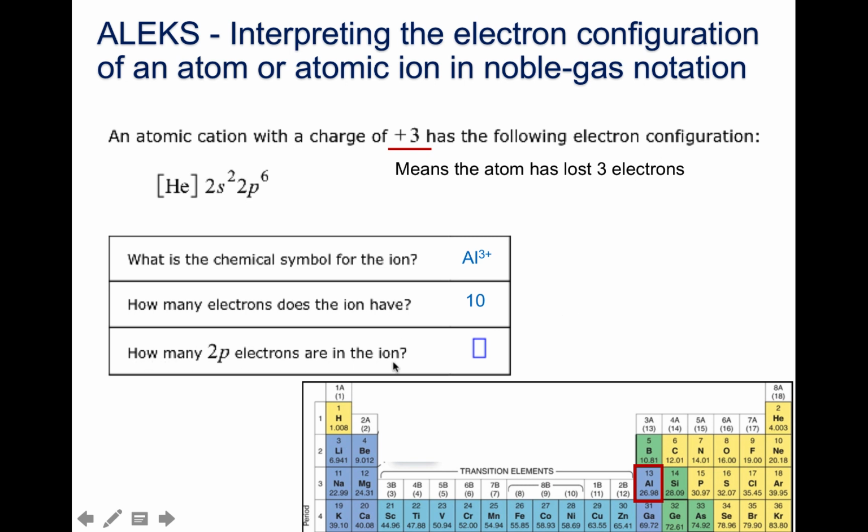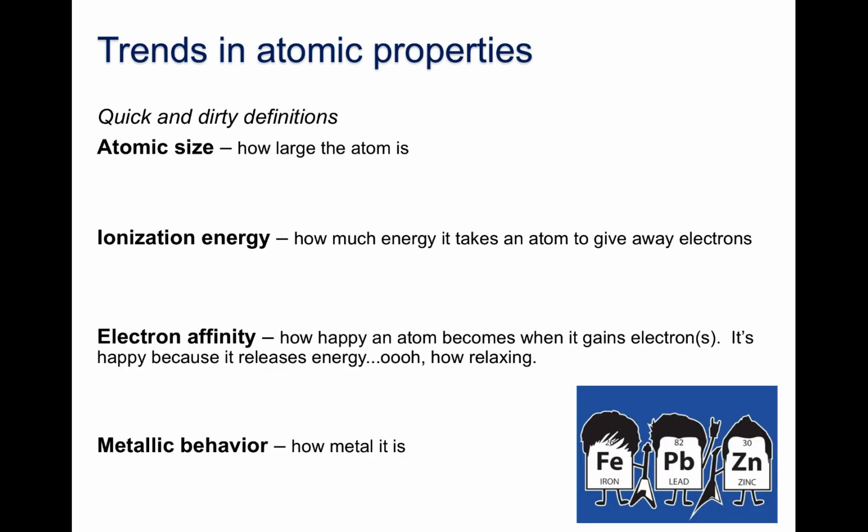Next, how many 2p electrons? These questions are very straightforward. You can just look at the electron configuration, 2p6, that 6 right there tells you exactly how many 2p electrons there are. The remainder of the chapter is going to appear in a separate video where we talk about the trends in different atomic properties.